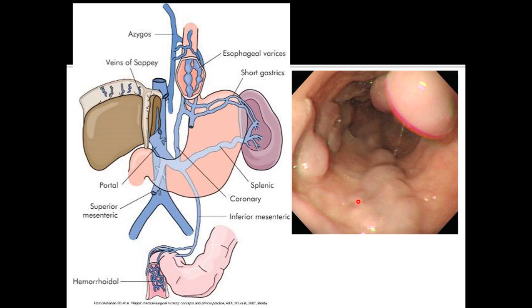So what do you think is one of the major problems with esophageal varices? What does that put somebody at risk for?